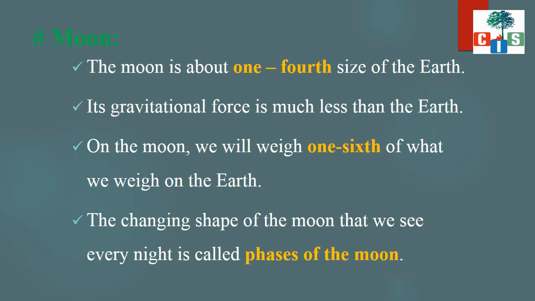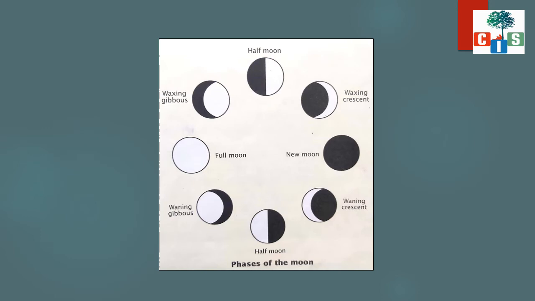Now, scholars, just tell me, do we see the same shape of the moon every day as we see of the sun? No, the shape of the moon keeps on changing every night, and the changing shape of the moon that we see every night is called the phases of the moon. Here you can see the diagram of the phases of the moon.